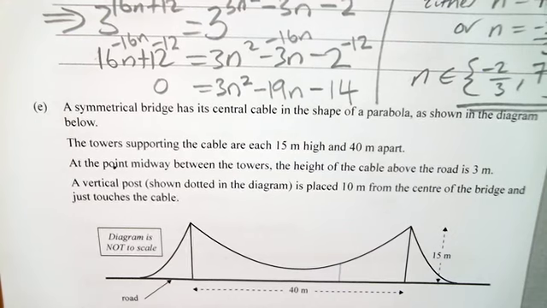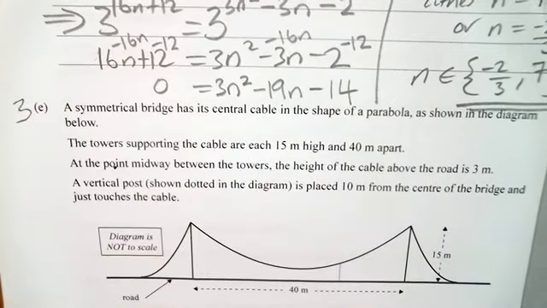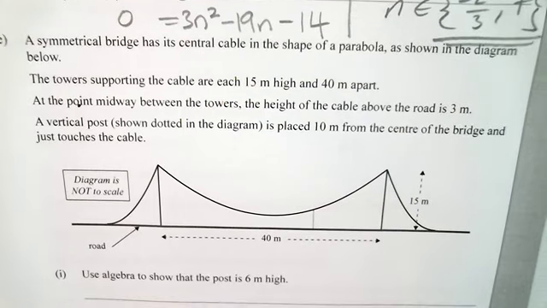All right, we're looking at the 2016 Algebra final exam for NCEA 2. This is question 3e. It says, a symmetrical bridge has a central cable in the shape of a parabola.